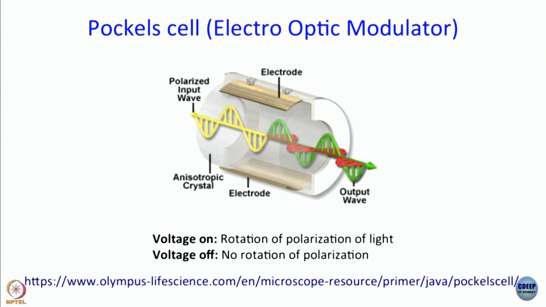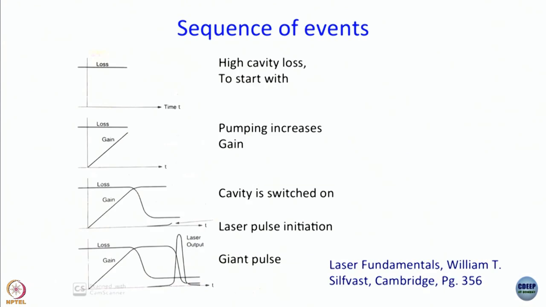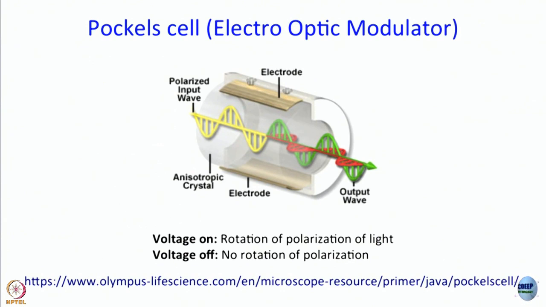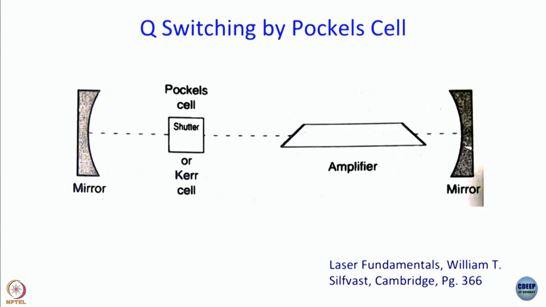Now, we know how it works, and we know that our ultimate goal is to obtain Q switching by using a Pockels cell. If you understood these two, the rest is not very difficult to understand. We will just introduce one more term, that is Brewster angle.